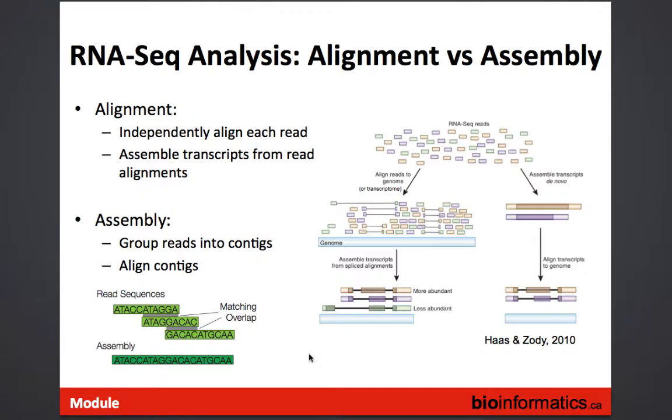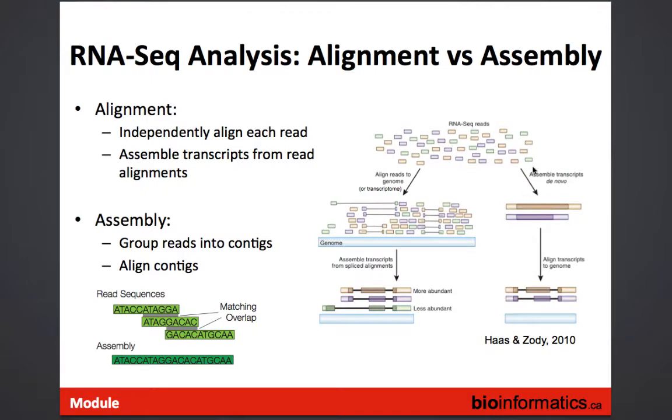Okay, so at this point I'll mention that there are two paradigms that are used for RNA-seq. One is alignment first, and the other one is assembly first, I'll call them. For alignment first, we first try and find the locations of all of these reads in the genome or transcriptome independently for each read. And then after that, we cluster the reads based on their alignment in the genome into contigs, basically.